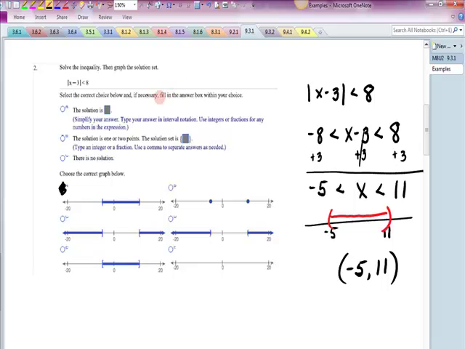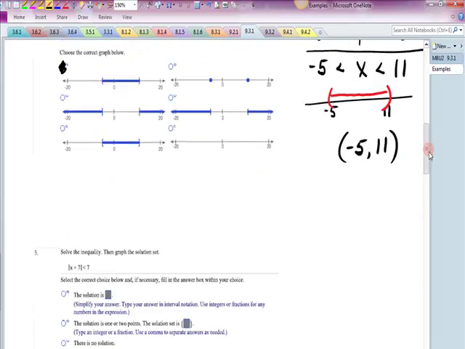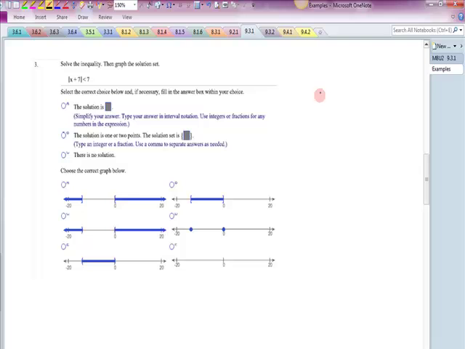The solution as an interval is (-5, 11). We're not writing the inequality, but I used it to generate the other two pieces of the answer. Let's look at number 3.